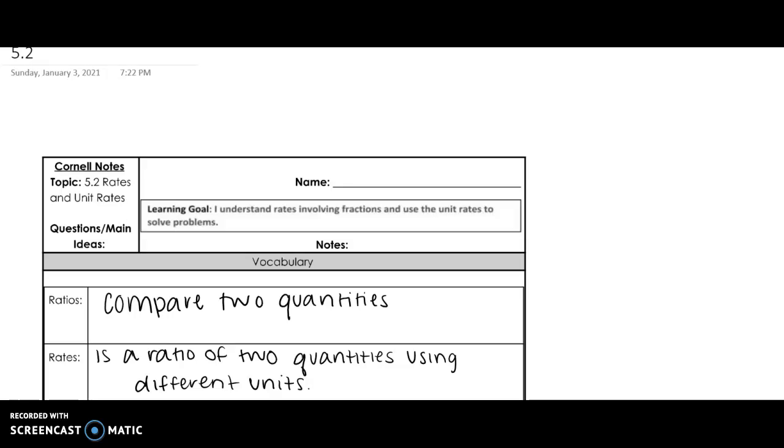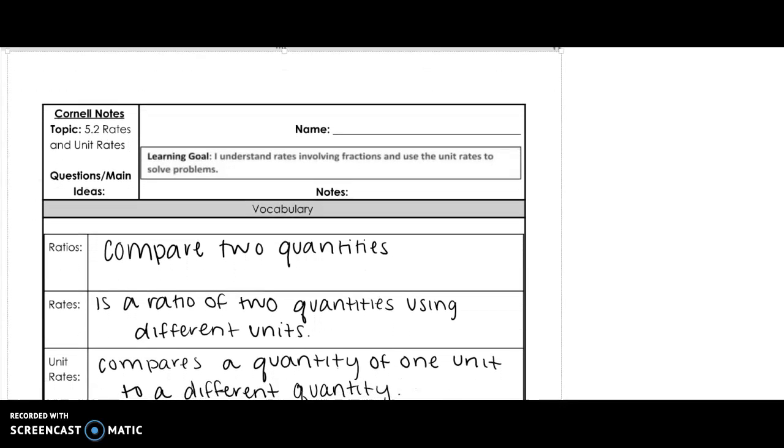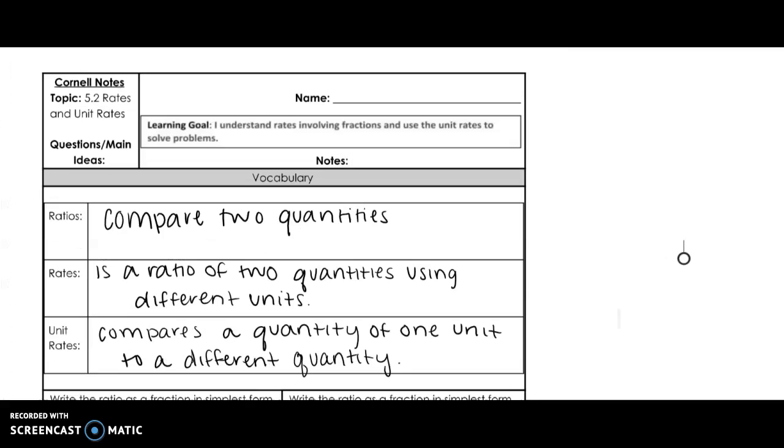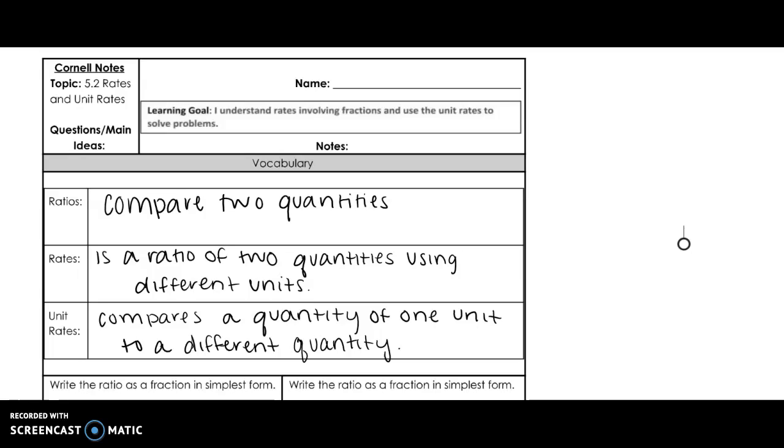Okay, so we are starting 5.2, which is rates and unit rates. Our learning goal is I can understand rates involving fractions and use the unit rate to solve problems.